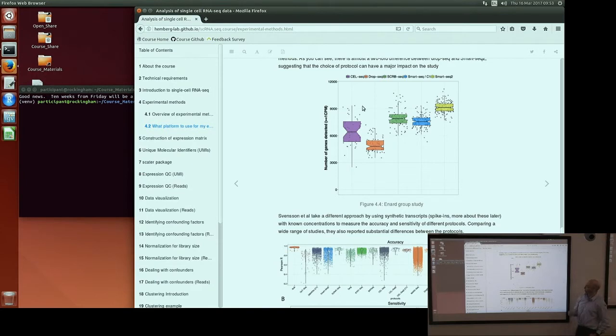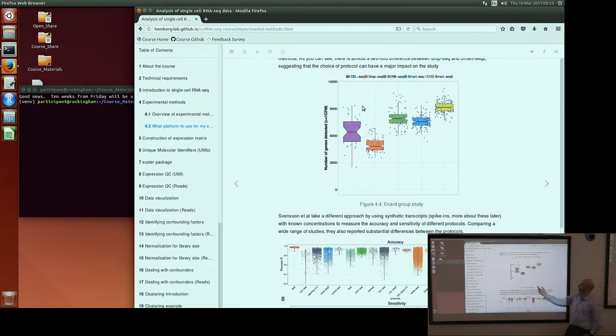So I'm just going to mention two different papers, one from the Enard group and one from the Teichmann group, who did different experiments to try to compare this. The Enard group took the same cell type, mouse embryonic stem cells, and used 5 different protocols to prepare libraries. They sequenced a similar number of cells at a similar sequencing depth, and then compared them in different ways.